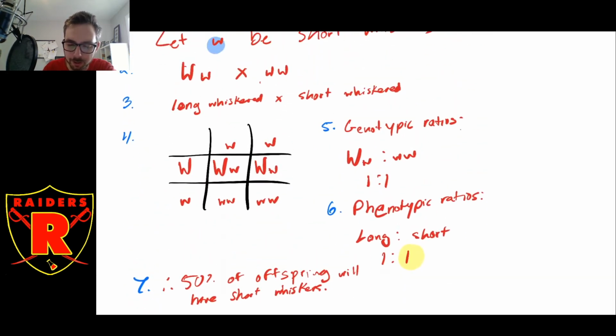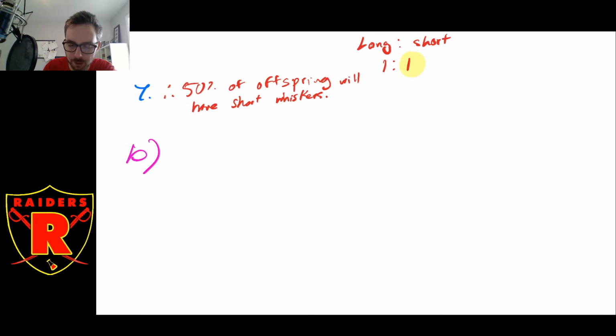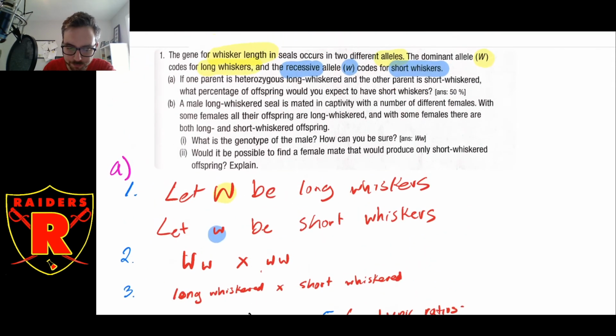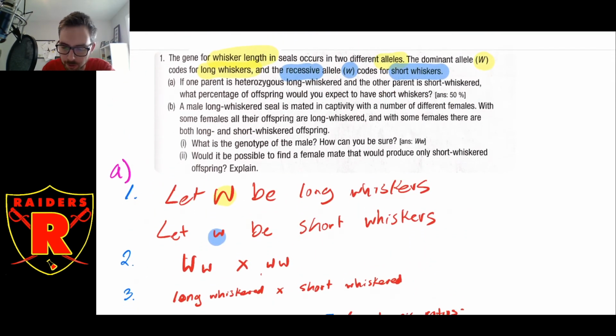So what do we know about the parent? We know the one parent is long-whiskered. That means I know for sure that the one parent is going to have a big W and then something else. So they could be homozygous or they could be heterozygous. It could be big W big W, or it could be big W little w. So we know it's going to be either this or this because the male is long-whiskered. Okay, so we need to figure out which one.